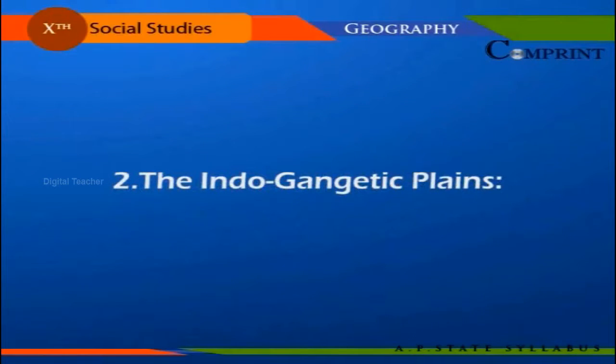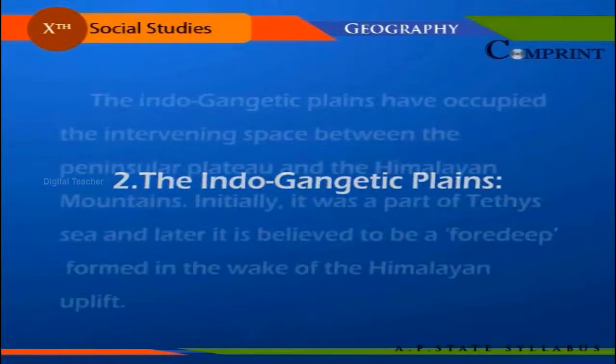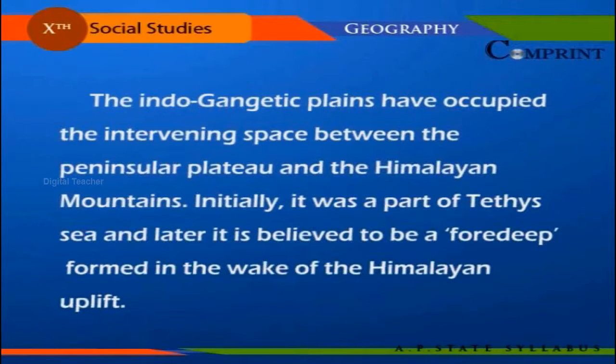2. The Indo-Gangetic Plains. The Indo-Gangetic Plains have occupied the intervening space between the Peninsular Plateau and the Himalayan mountains. Initially, it was a part of Tethys Sea and later it is believed to be a foredeep formed in the wake of the Himalayan uplift.